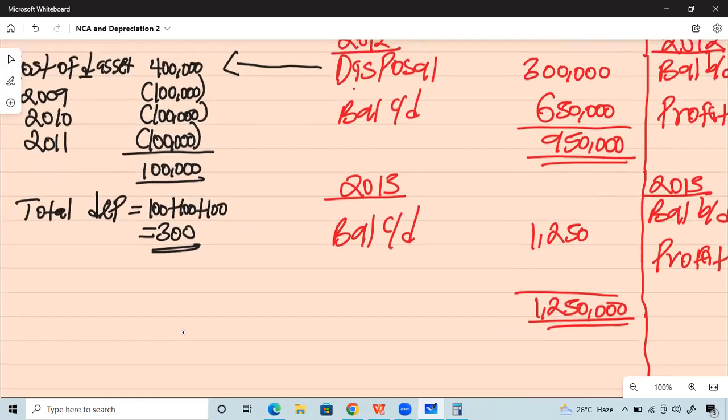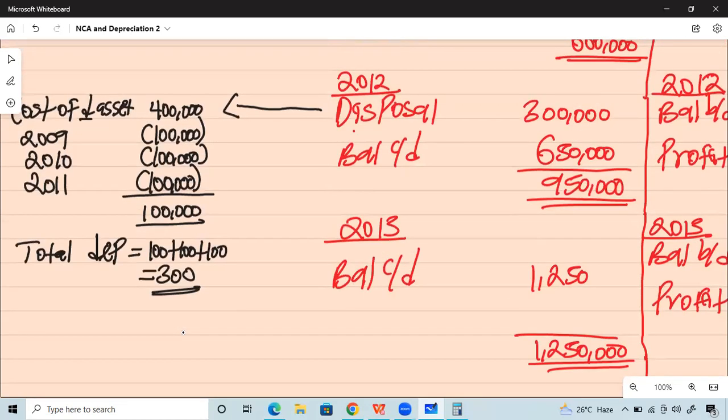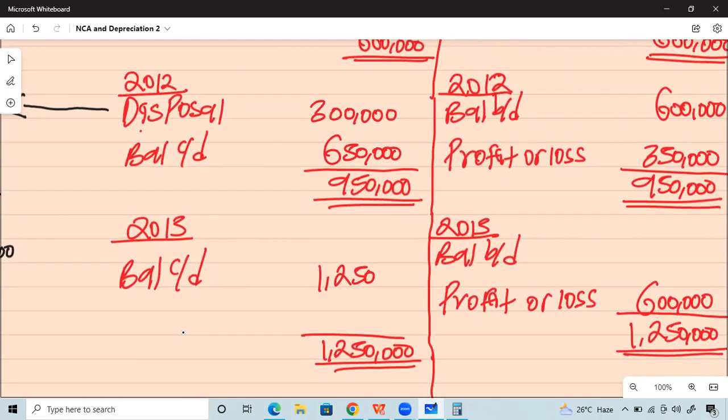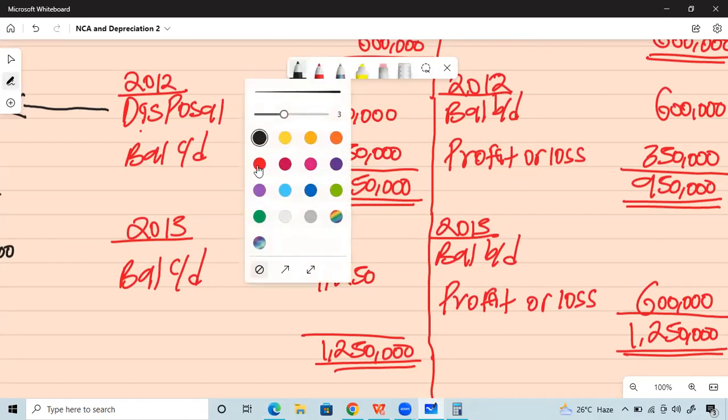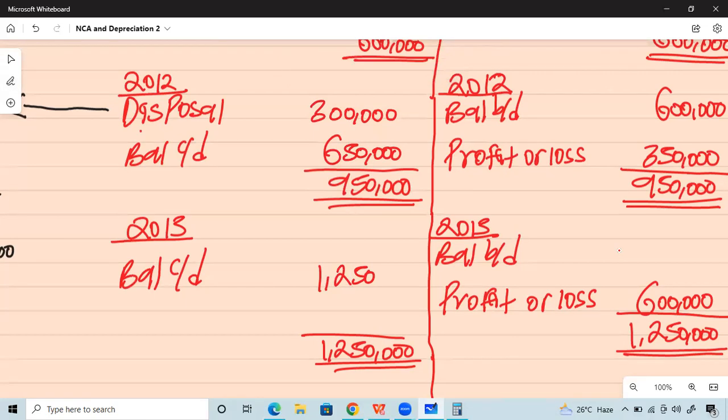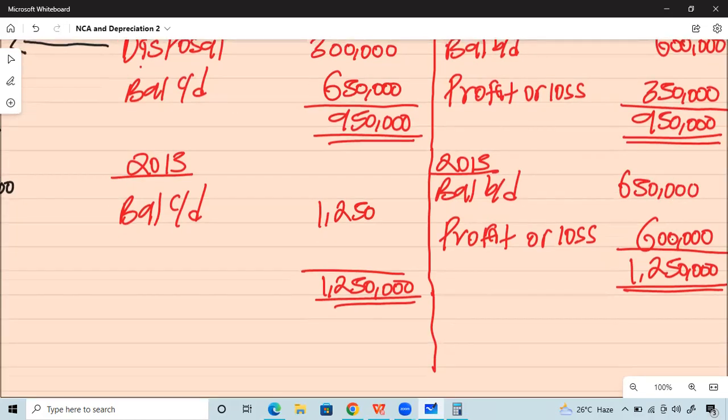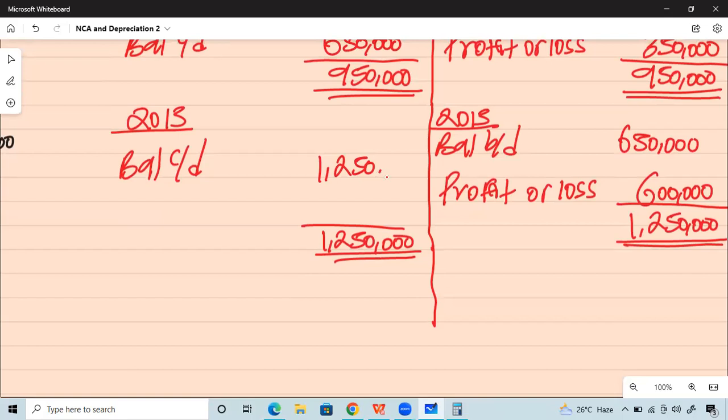As you are selling this particular asset on January 1, 2012, you are not going to depreciate it then. So the total depreciation will not include the depreciation of 2009, 10, and 11. So the balance that we have now is 650,000. And you say 650 plus this, I think that's how we are arriving at this particular figure.